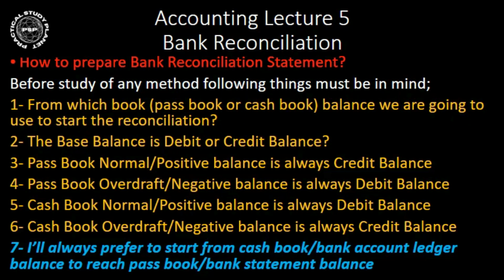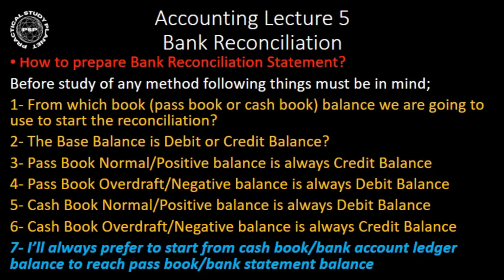Before studying any other methods, I will suggest you keep these points in mind. The first one: from which book, passbook or cash book balance, we are going to start the reconciliation. And the second: the base balance is debit or credit balance. Passbook normal or positive balance is always a credit balance. Passbook overdraft or negative balance is always a debit balance. Cash book normal or positive balance is always a debit balance. Cash book overdraft or negative balance is always a credit balance.